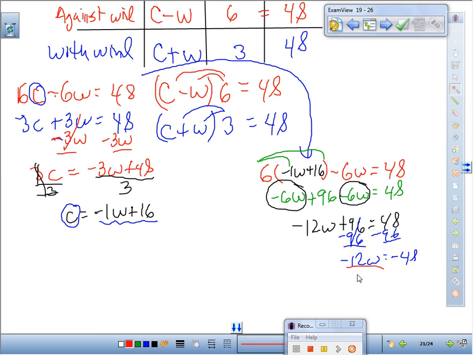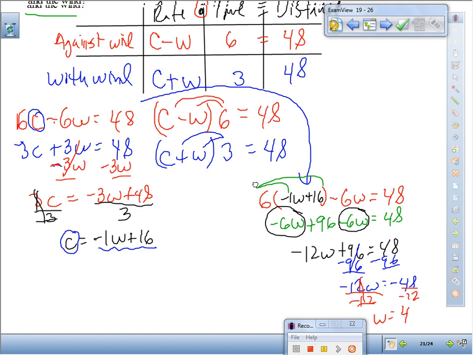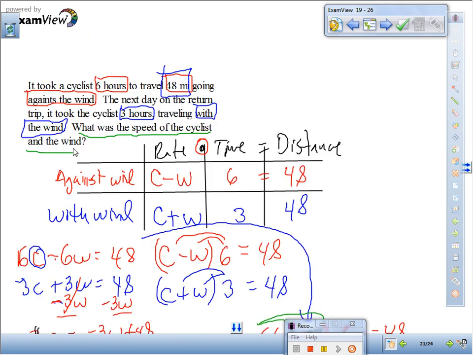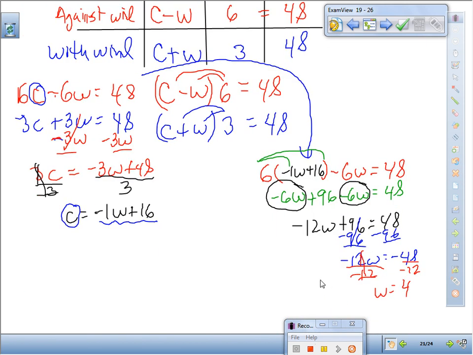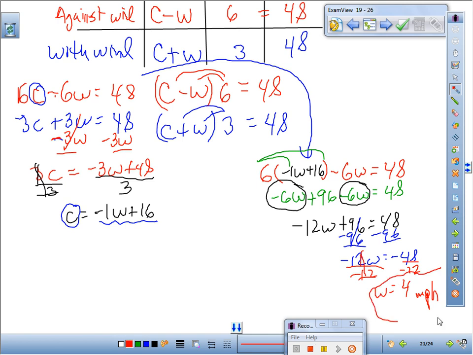And what's our last step? Divide by negative 12, divide by negative 12. W equals 4. So let's see. What does the W stand for again? The wind speed. So therefore, the wind speed is 4 what? Miles per hour. Just MPH. So we got that.